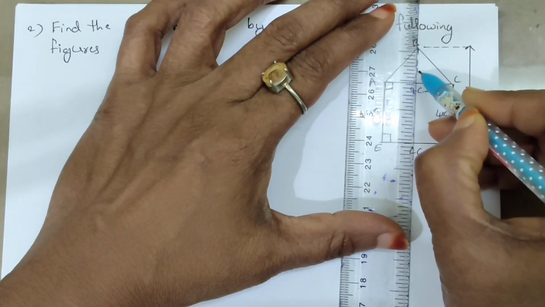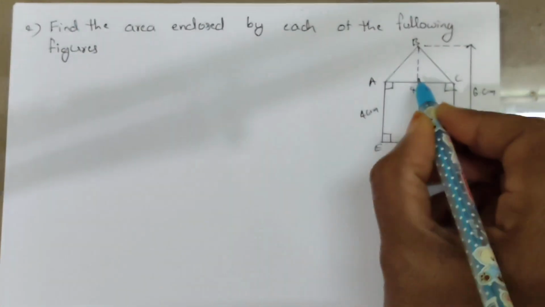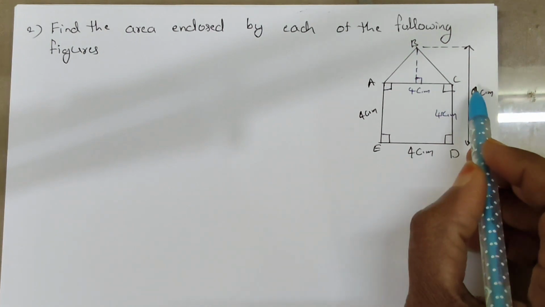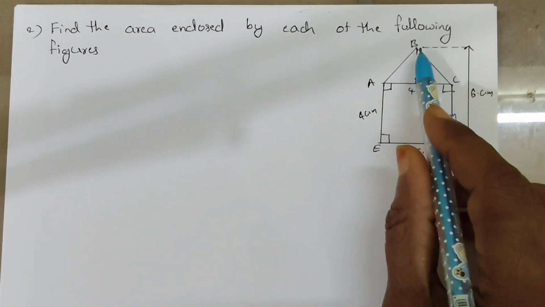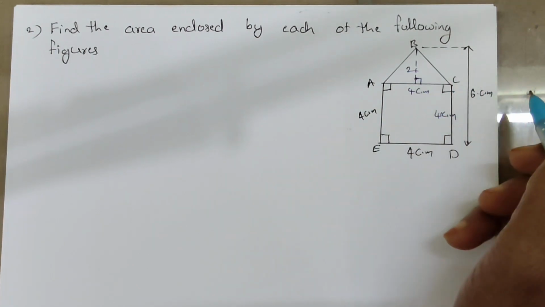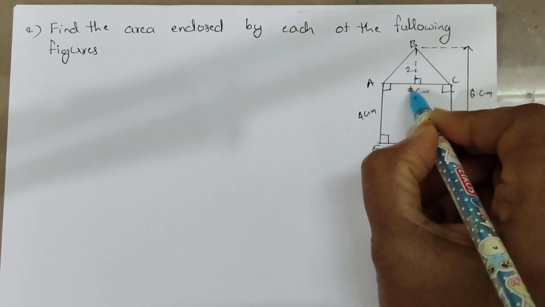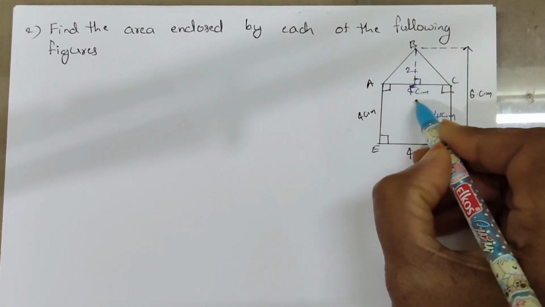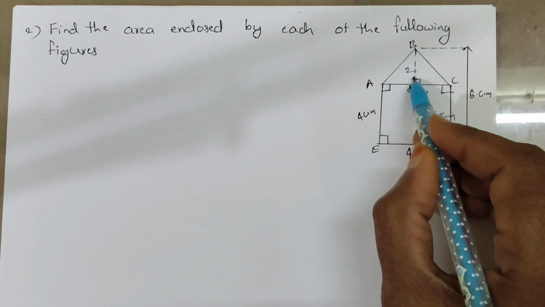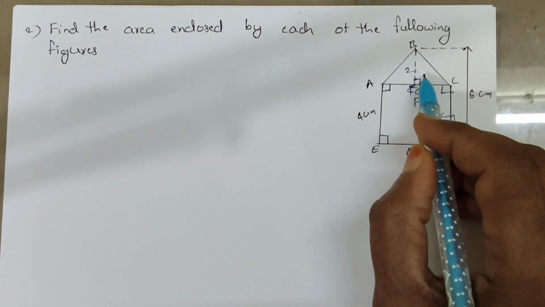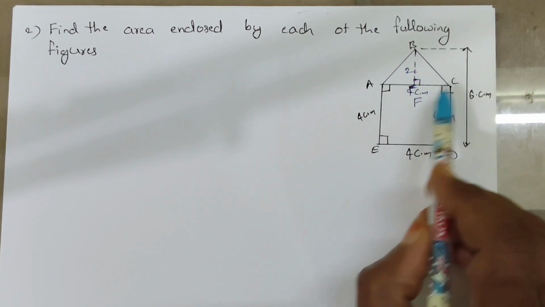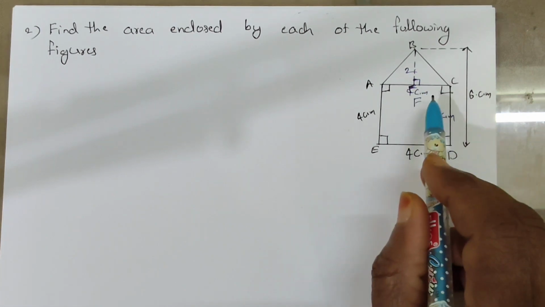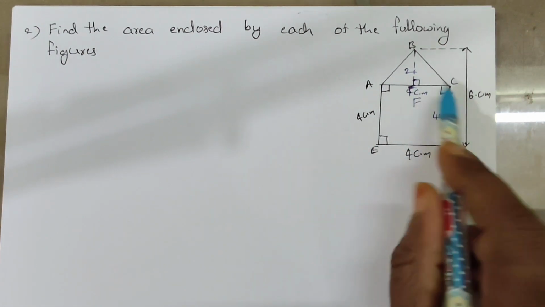We draw the perpendicular line on AC to B. This is the perpendicular line. Now D to C is 4 centimeters, so here 6 minus 4: this perpendicular line is 2 centimeters. Let us name the foot F. Here F to B is 2 centimeters. Now we find the area of these two diagrams, triangle ABC and square ACDE. We find these two areas and add them, so that is the complete pentagon area.